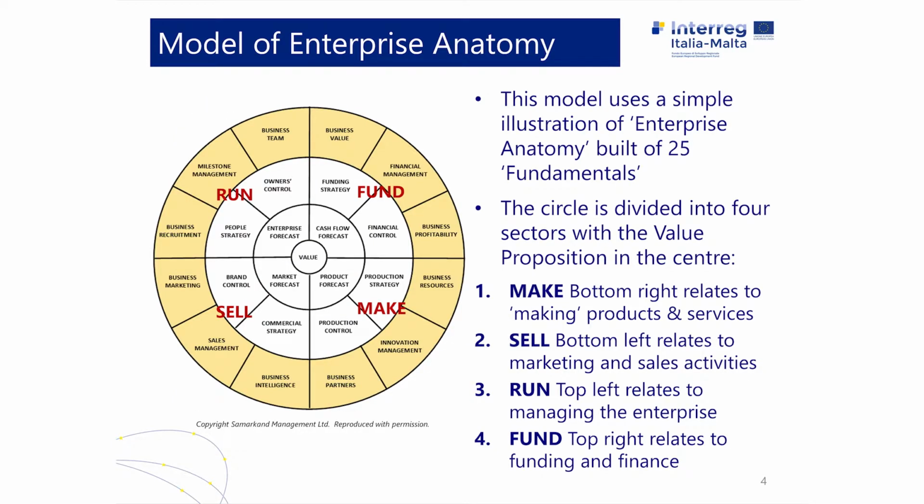The Incubatrix model has an anatomy that can be broken down into these components. You'll see there are an inner component in white and an outer component in yellow, but the four quadrants break down into number 1, the bottom right, making products and services; number 2, bottom left, selling them; number 3, running the enterprise; and number 4, funding the enterprise. And all the components that we're going to run through now fit into one of those four quadrants.